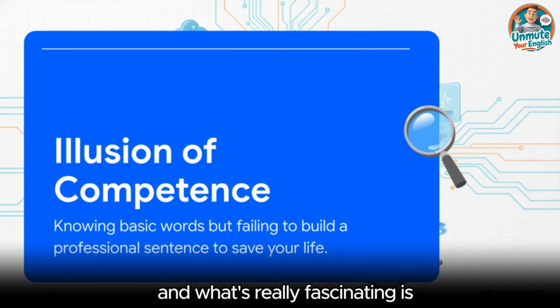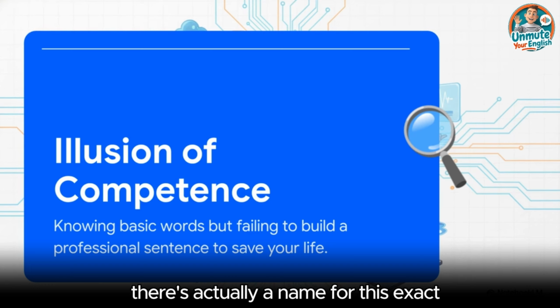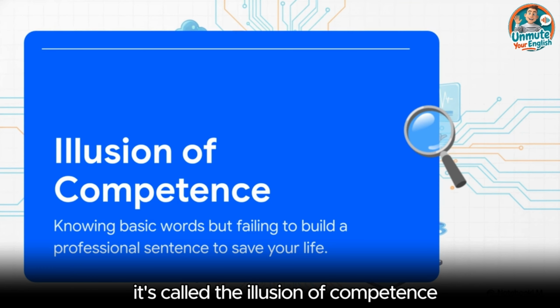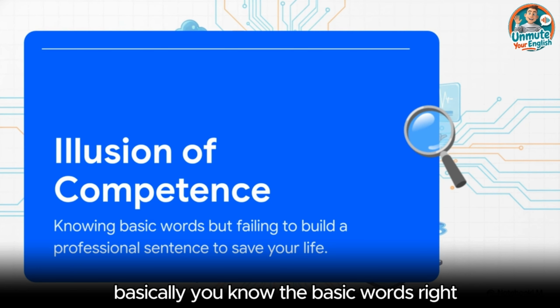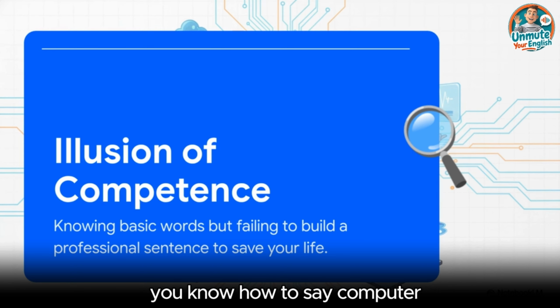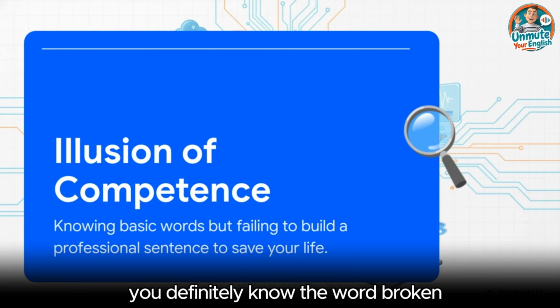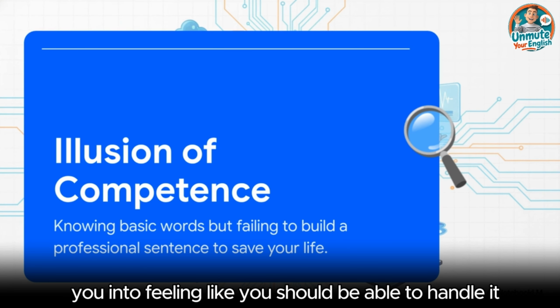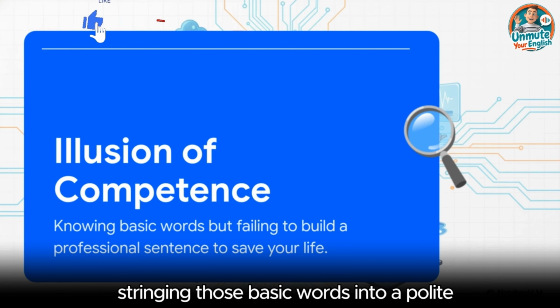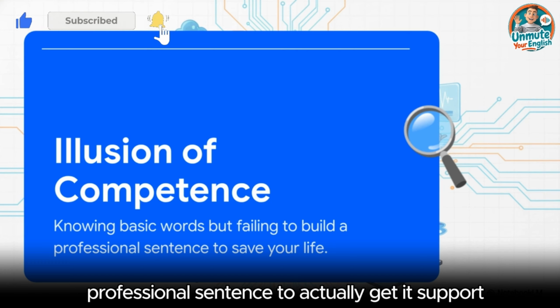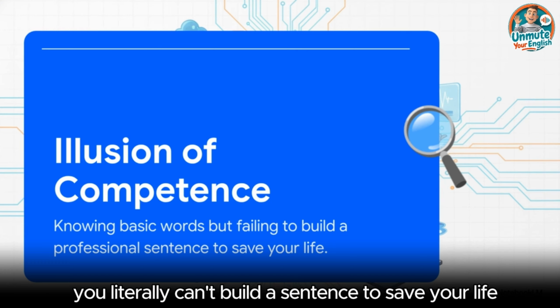And what's really fascinating is there's actually a name for this exact psychological trap. It's called the illusion of competence. Basically, you know the basic words, right? You know how to say computer, you definitely know the word broken. So your brain tricks you into feeling like you should be able to handle it. But the second the pressure is on, stringing those basic words into a polite, professional sentence to actually get IT support feels basically impossible. You literally can't build a sentence to save your life.